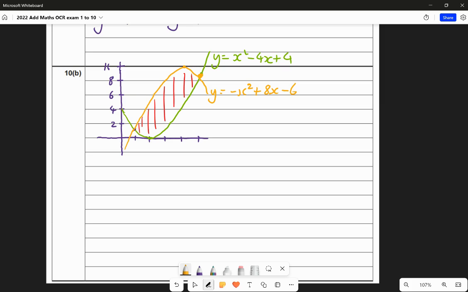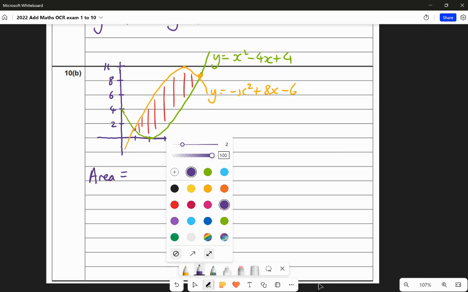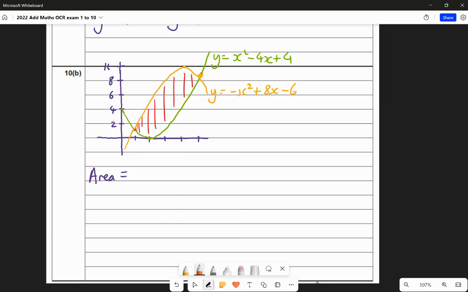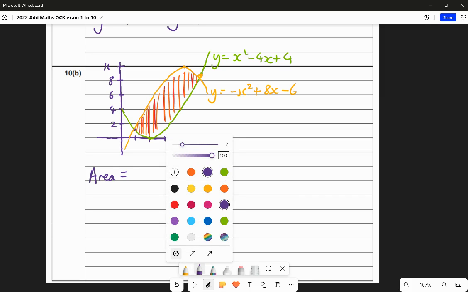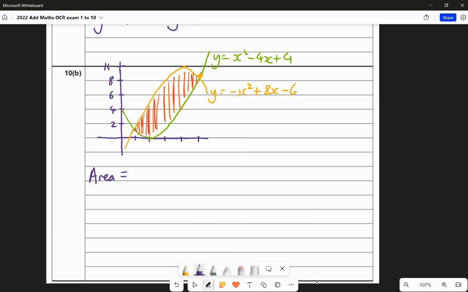and then the graph that's below is the positive quadratic. To find the area between two curves, the best way of doing that is to find the integral of the difference between them, because when you're doing the integral, we're doing the sum of all the y values in a certain region. So if I want the sum of all these red lines, they are the differences between the two graphs. So that's the orange graph minus the green graph. I want to do the integral of the orange graph minus the green graph, the difference between the two.